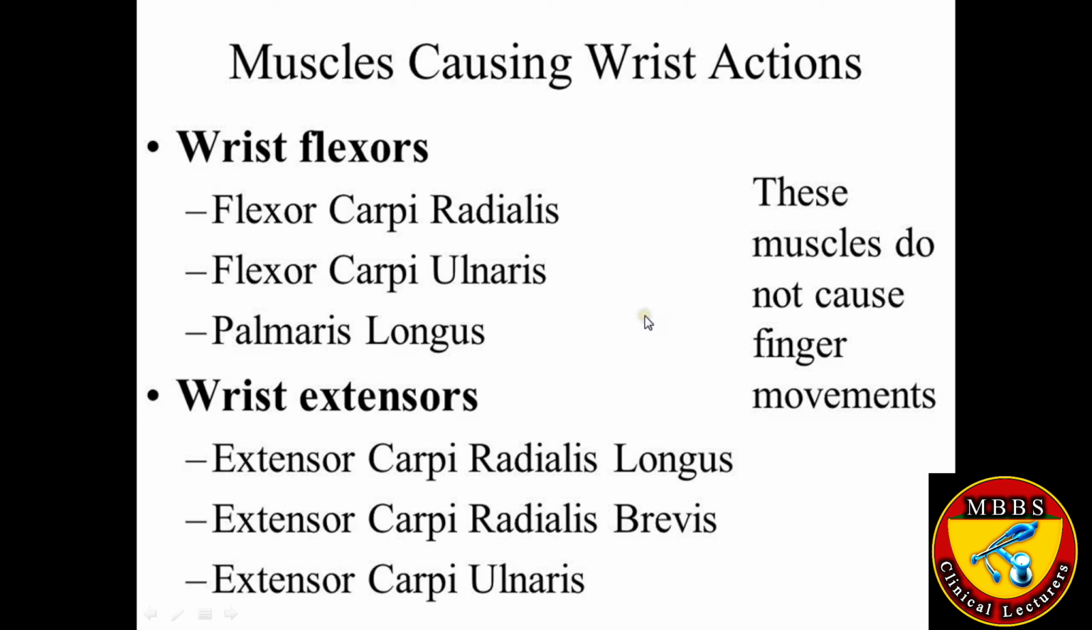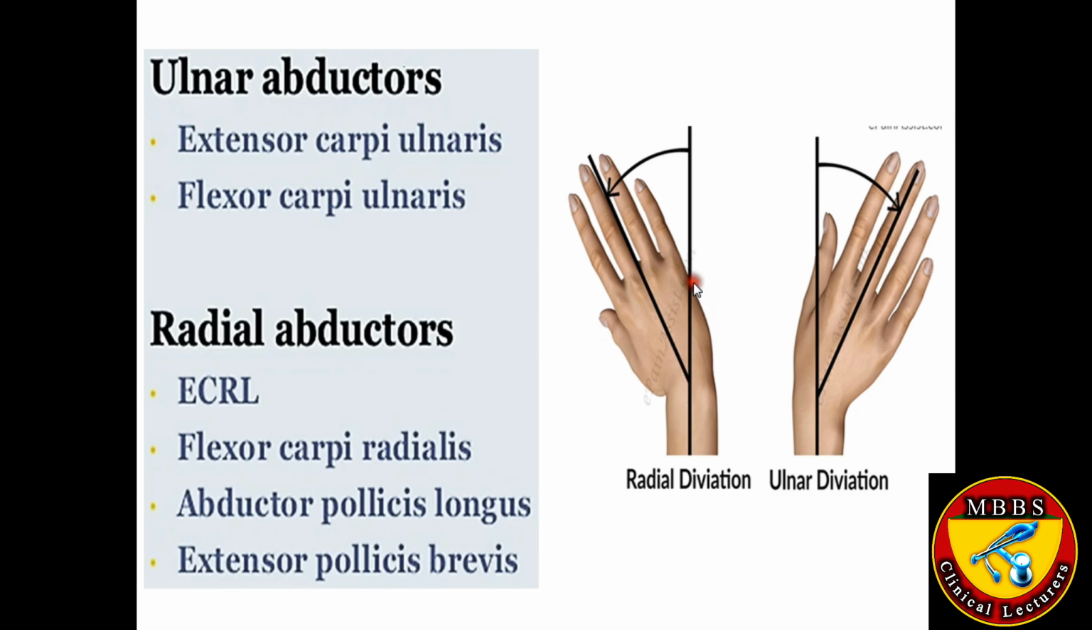Muscles causing the wrist actions. What are the muscles which are involved in the action of the wrist joint? The flexors, obviously, the flexor carpi radialis, flexor carpi ulnaris, palmaris longus, and on the extensor side, three muscles are involved for the extension of the wrist. That is the extensor carpi radialis longus, carpi radialis brevis, and carpi ulnaris, all these extensors. These muscles do not cause finger movement. Remember it. They are responsible for the action on the wrist only.